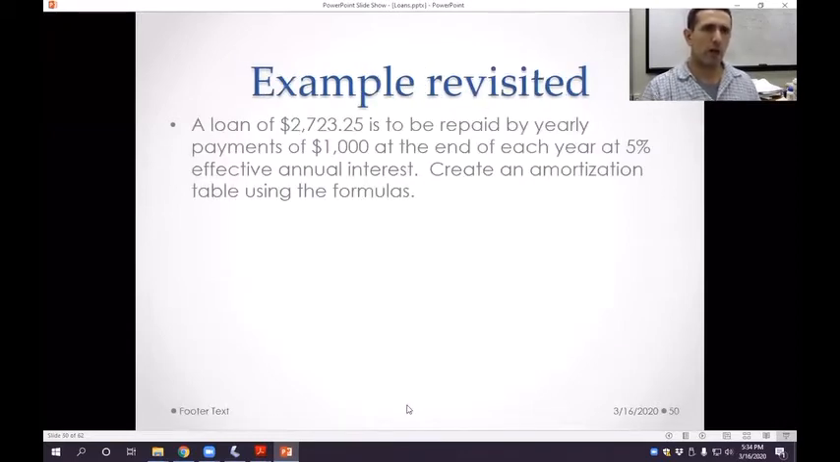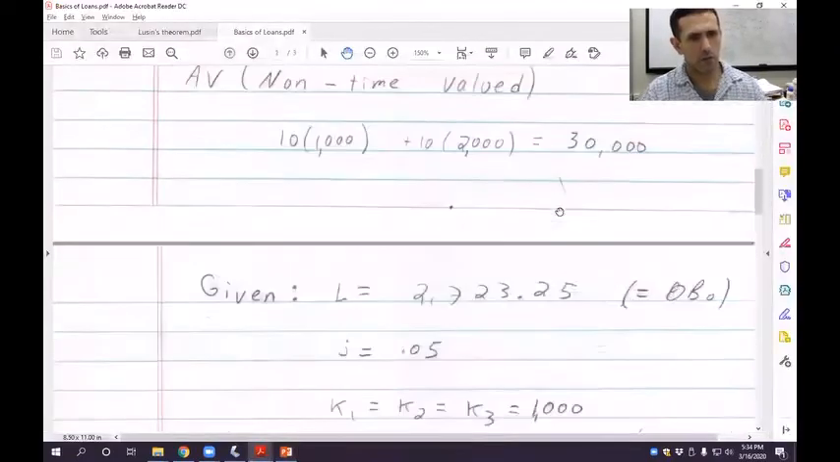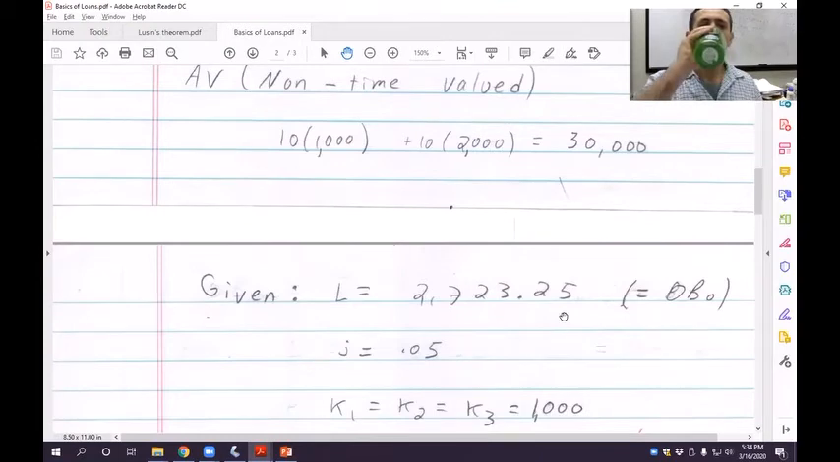All right, so let's do the same problem, but using the formulas. And when I say create an amortization table, you don't literally have to write it in table format. You can just give me all the information that would be in the table. Okay, so let's do that. What we're given is the loan value is 2,723.25. j is 0.05, 5% interest, and all the payments are 1,000.